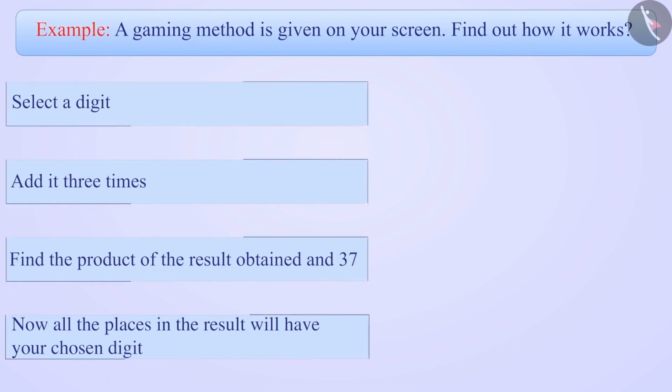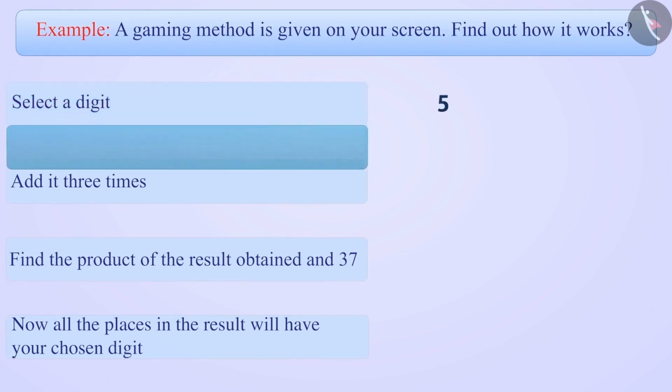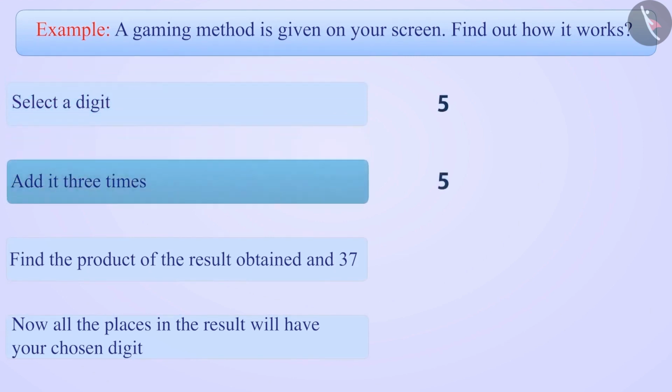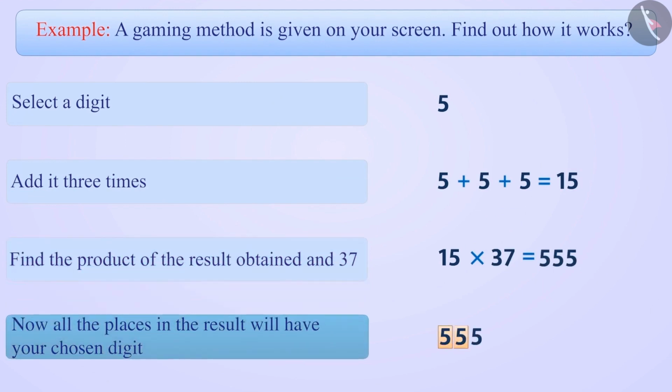Let's understand this method first. Suppose we chose the digit 5. By adding it 3 times, that is 5 plus 5 plus 5 is equal to 15. We then multiply 15 and 37 to get 555, in which the chosen digit is 5 in all the places.